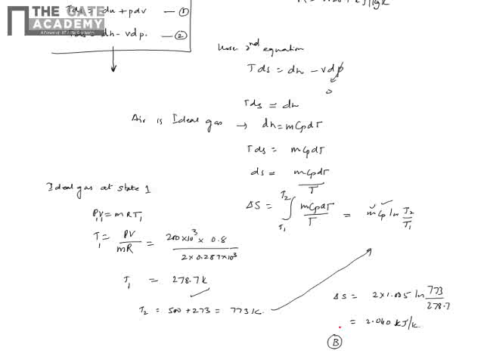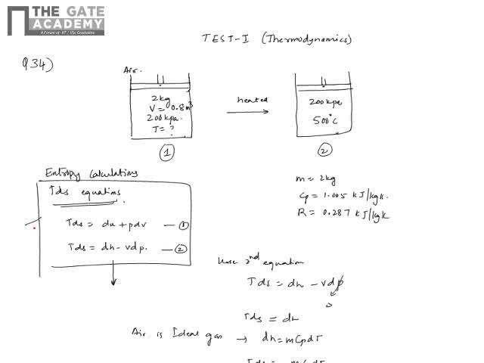So to use the TdS equation, depending on whether volume is constant or pressure is constant, you have to use either of these equations for entropy calculations. It doesn't matter whether your system is closed or open, or the process is reversible or irreversible. These should be used for calculating.